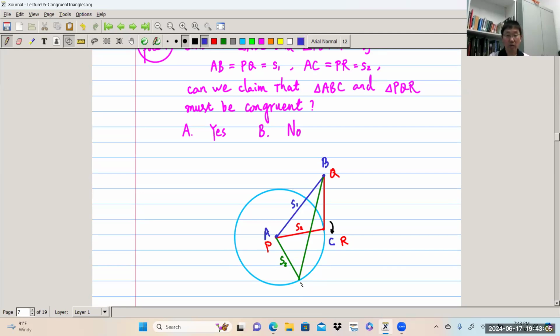Or you can move this C to this location, or call it R. Maybe I call this one C and this one R. AB is congruent to PQ, and AC is congruent to PR, because they are the radius of this same circle. But obviously, triangle ABC is not congruent to triangle PQR, because with only 2 fixed sides, you can make infinitely many triangles. So you cannot claim those triangles are congruent. You are missing some information to have the congruency.